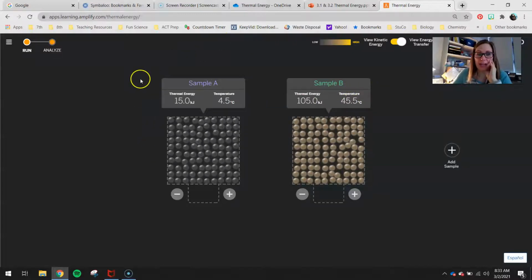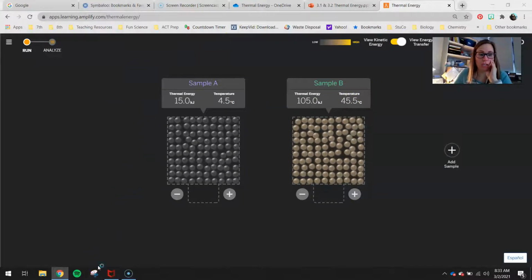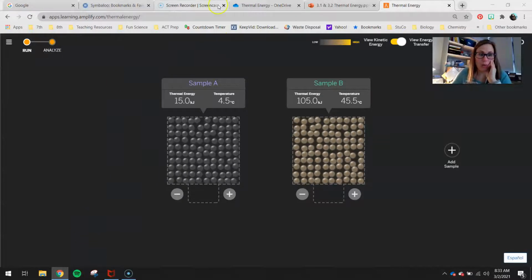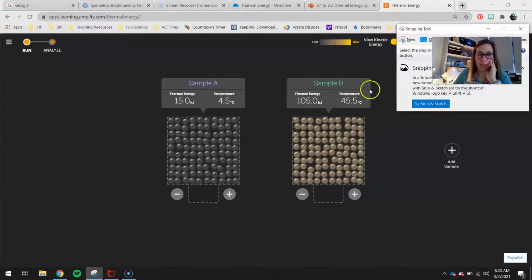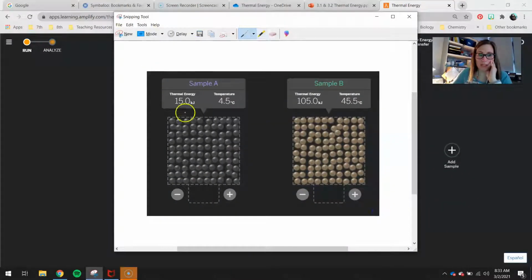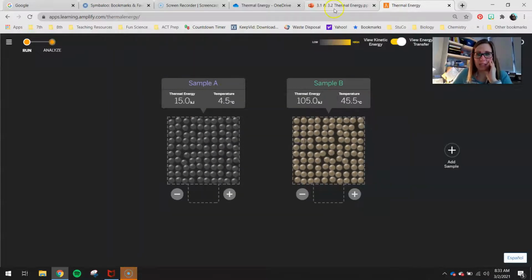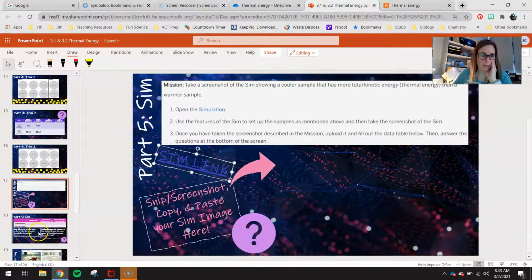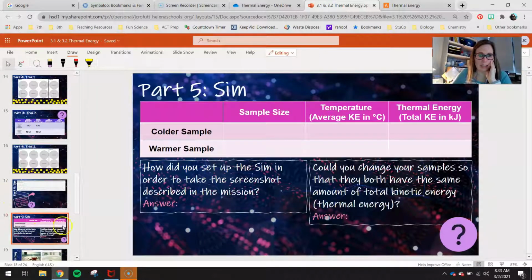So once you guys figure that out, take a screenshot where it should look something like this, where I can see your guys' sample temperatures. I can see your thermal energy, I can see sample A, B, I can see kind of the kinetic energy of your guys' samples. So do that and paste that in right here, okay? Then you guys will go back and collect some data from that.